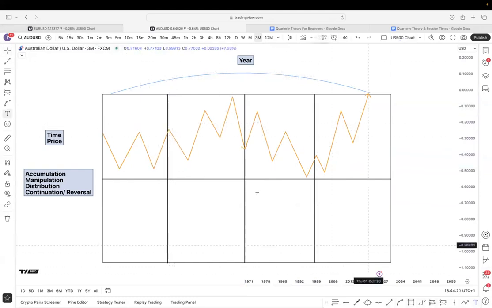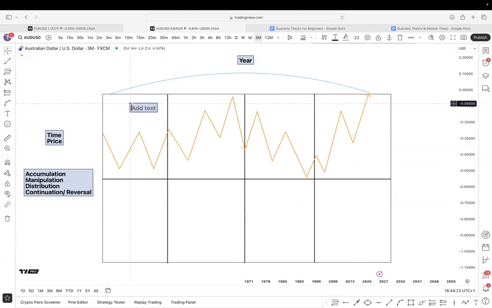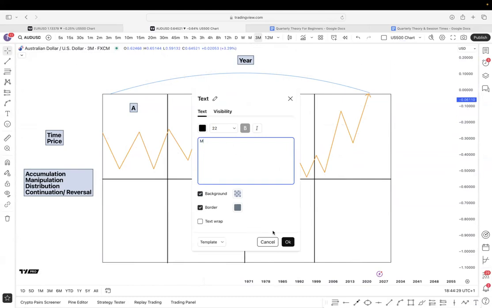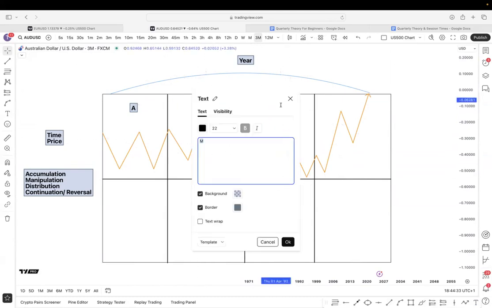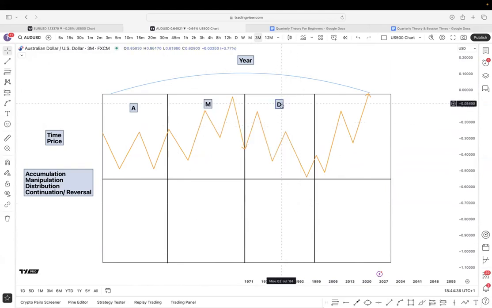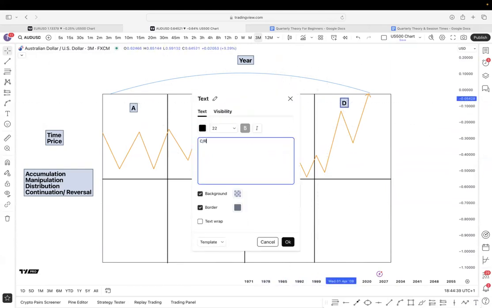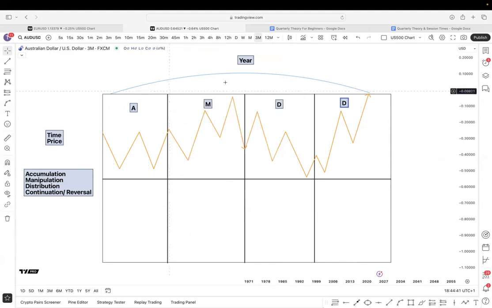So within this cycle right here, you're hopefully going to get the accumulation. You're then going to get the manipulation. And then after that, you're going to get distribution. And then after that, you're likely to get either a continuation or a reversal in price. And that's how it looks in terms of quarterly theory. That's what essentially we want to look for.